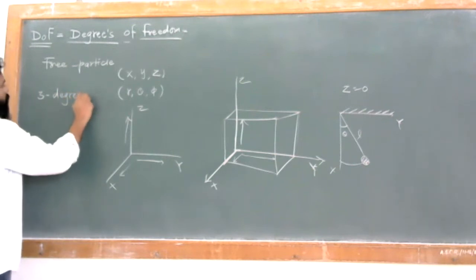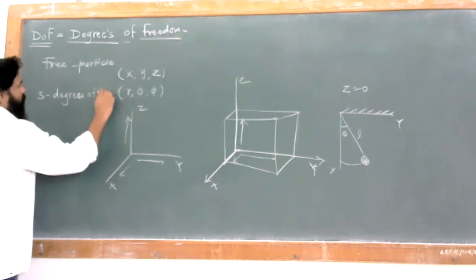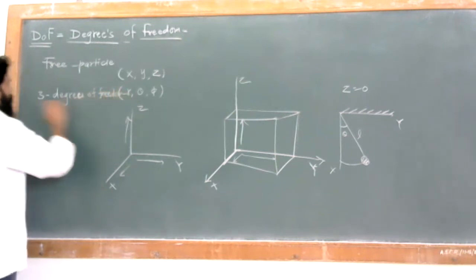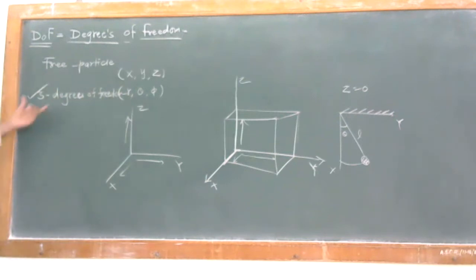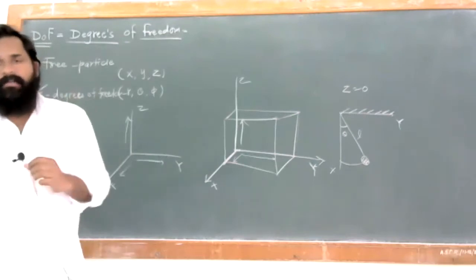Is everyone able to follow? This free particle can move along all these three directions. The free particle can move along any one axis independently, with a change in one coordinate only. So it is considered to have 3 degrees of freedom. One free particle will have 3 degrees of freedom.